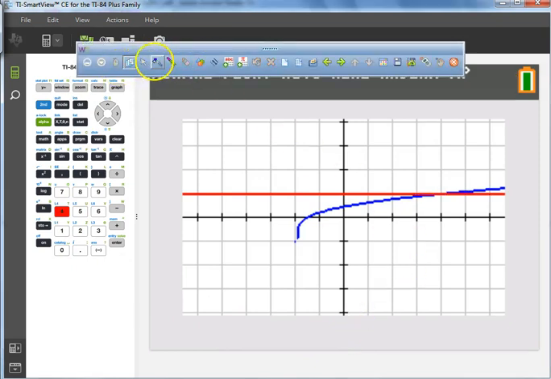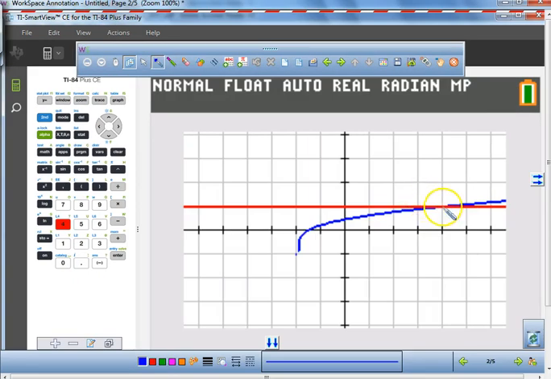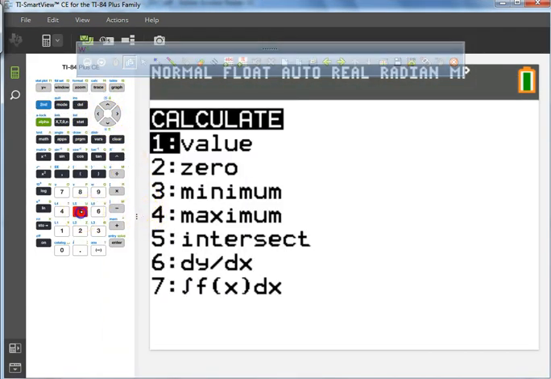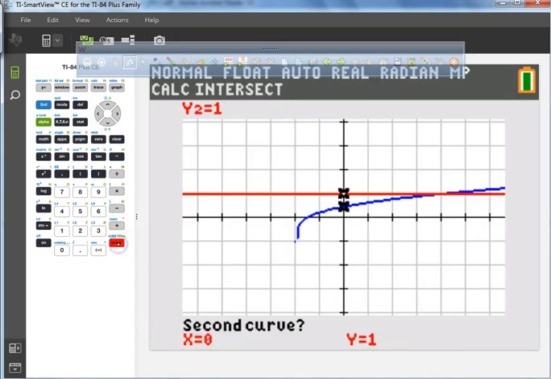Hey, you know what's interesting? Where does it look like they intersect? Right there. Looks like they intersect at a 4. I wonder if we can check that. Sure. Hit second trace. Go down to number 5. Press enter 3 times. What does x equal, everybody? 4.